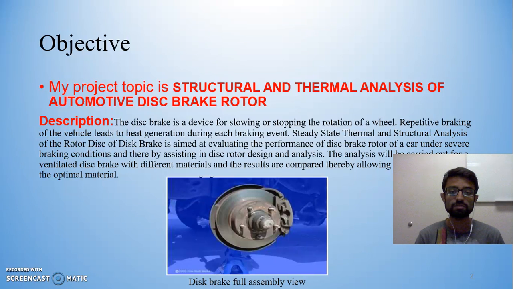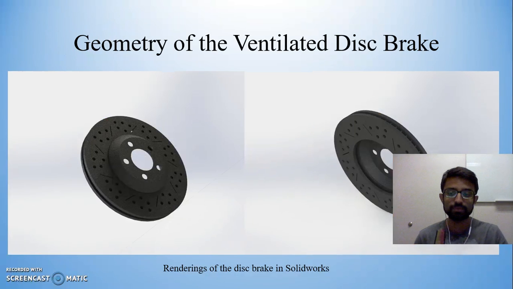The disc brake is a device for slowing or stopping the rotation of a wheel. Repetitive braking of the vehicle leads to heat generation during each braking event. Steady state thermal and static structural analysis of the disc brake rotor is aimed at evaluating the performance of the disc brake of the car under severe braking conditions, thereby assisting in the design of the rotor. The analysis was carried out for a ventilated disc brake with different materials, and the results were compared, thereby allowing for the selection of the optimal material.